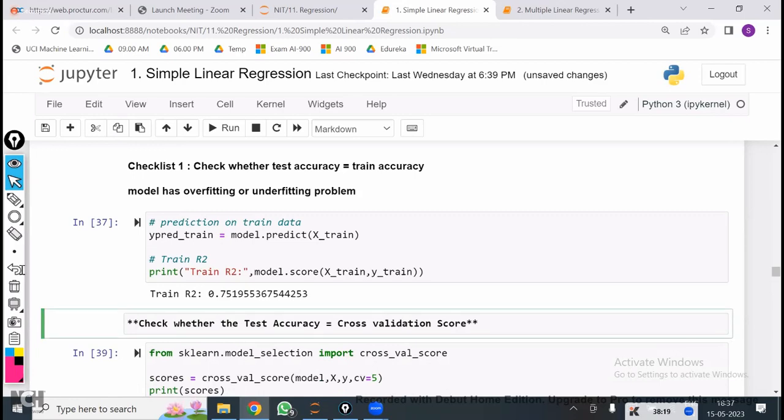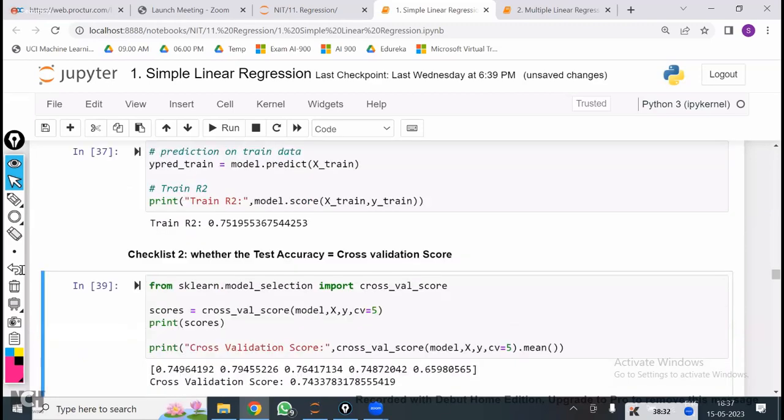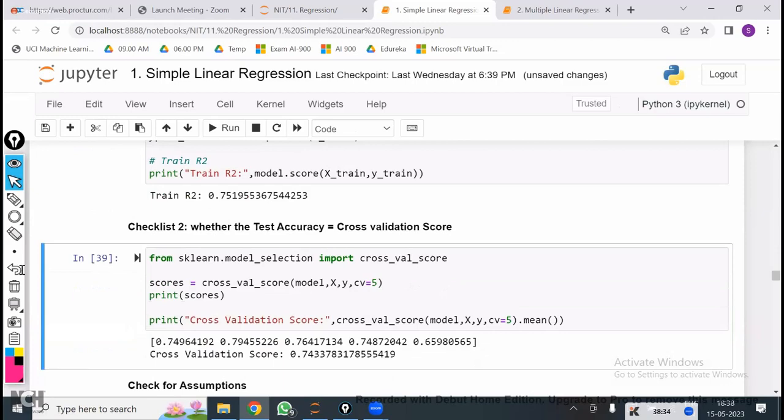Checklist number 2. What is the checklist number 2? We have to check whether the test accuracy is equal to the cross validation score. This is the checklist number 2. So for that, I'm going to check the cross validation score.